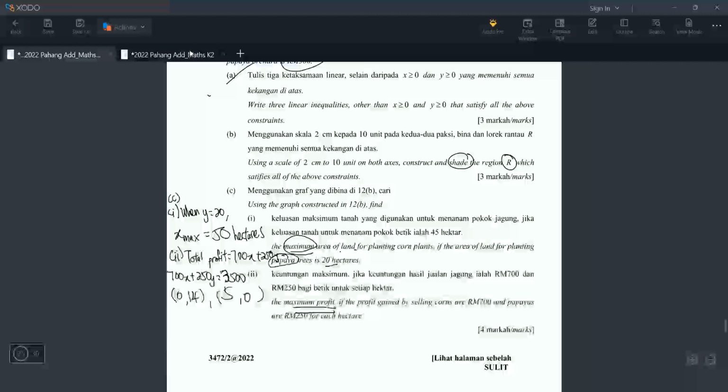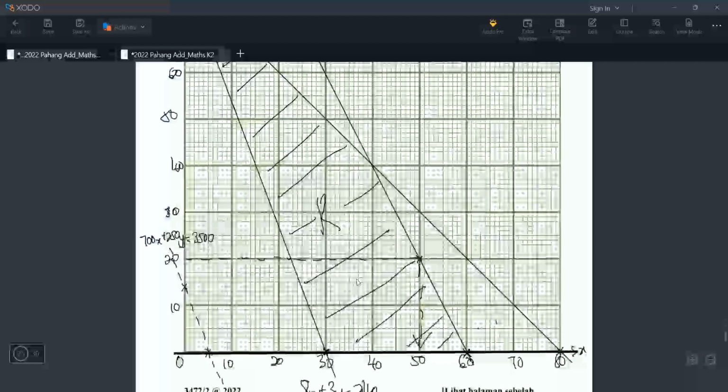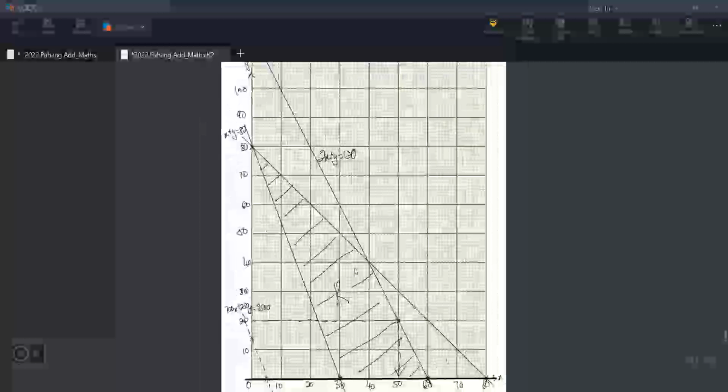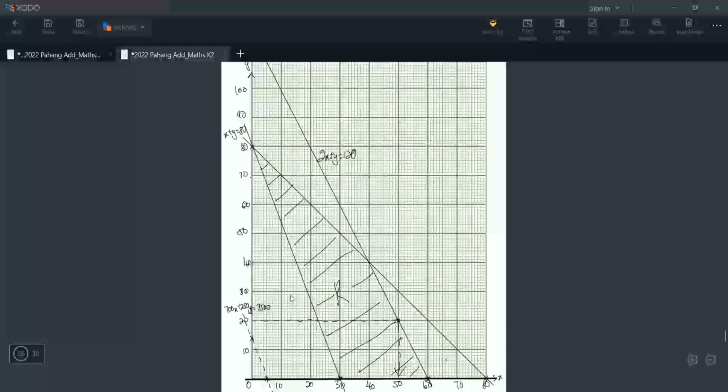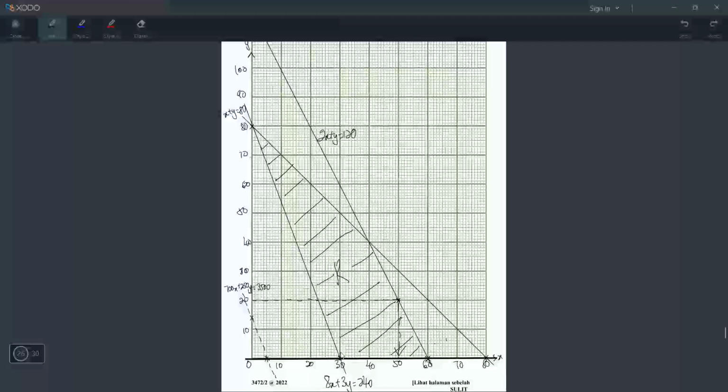The maximum profit, right? It means I have to do the sliding. First sliding, I think what you have to slide. Do you remember I told you where the answer must be? The answer must be at the vertex. So how many vertices does this shaded region have? One, two, three, four. And I told you the answer must be at a vertex, right? But they want maximum. It means you have to slide until the last vertex. If you want the minimum, it means the first vertex.